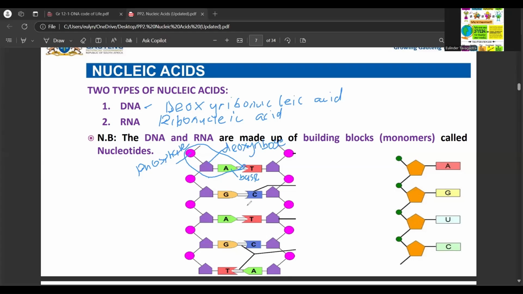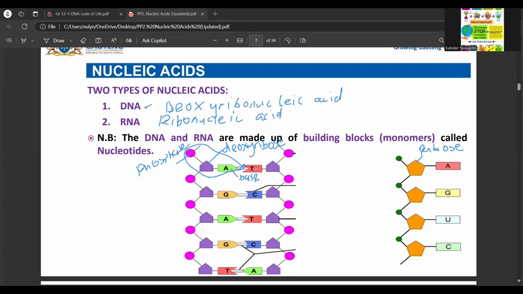So we have the building block, which is called a nucleotide. Similarly, on the RNA, we still have the phosphate, but now the difference is on the sugar. On the RNA, the sugar is called the ribose sugar. On the nitrogenous base, here we have adenine.